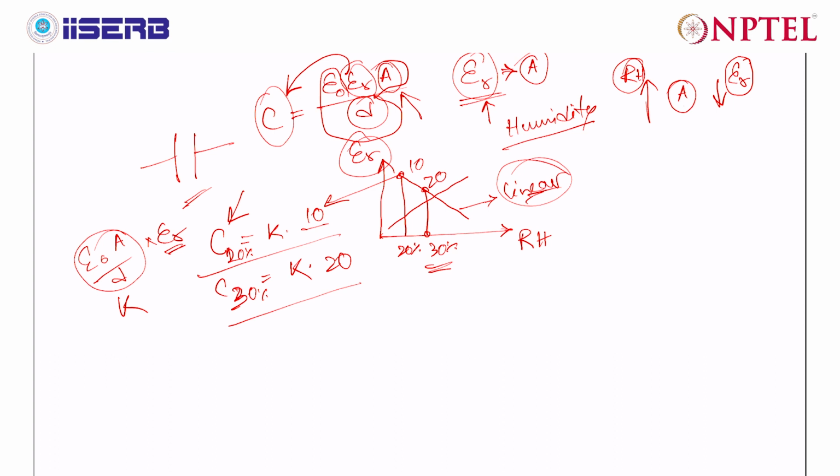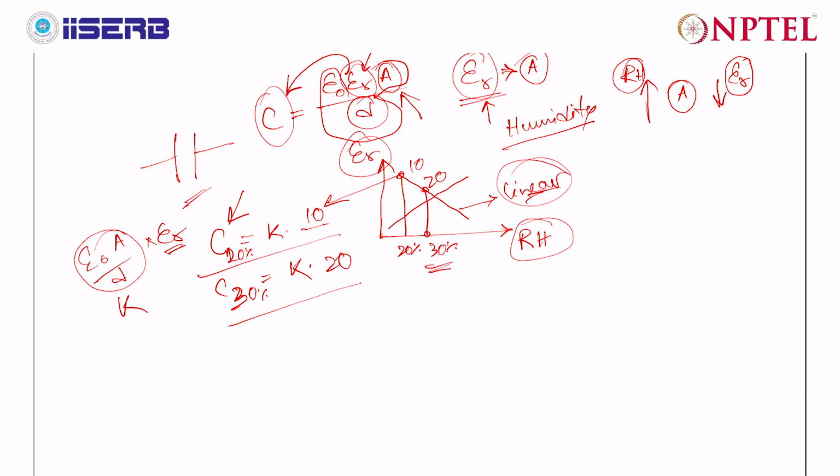Now in this case, your sensor is based on the change in epsilon r, and the parameter you are actually detecting is the relative humidity. So this is one way of designing the sensor.